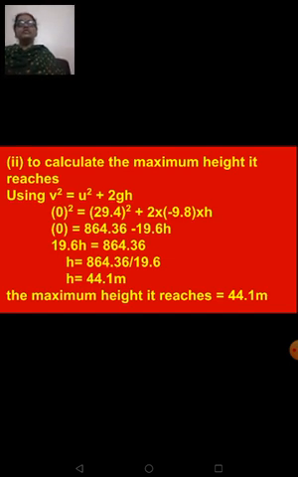So here also g will be a negative value because we are talking about the maximum height it reaches above the earth's surface, that is away from the force of gravity. So in this case also g will be considered as a negative value. So v square will be 0 square, u square will be 29.4 the whole square, plus 2 into g into h, 2 into minus 9.8 into h. Now 0 square is 0, 29.4 the whole square is 29.4 into 29.4, which is equal to 864.36.